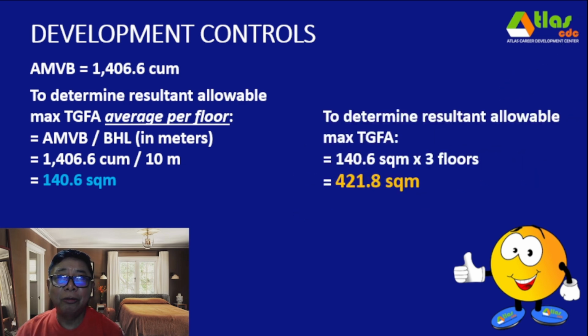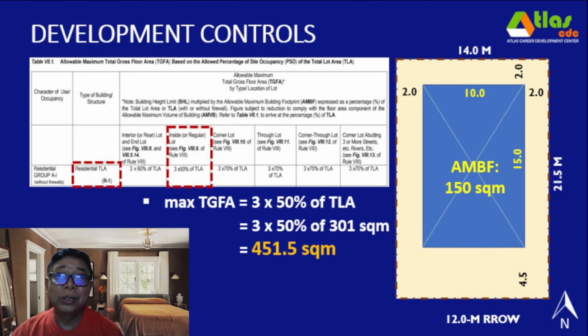And this value we are going to make use to compute now for the final value of the allowable maximum TGFA or the resultant allowable maximum TGFA, which should be your average per floor of 140.6, and multiply it with the BHL in number of floors. For R1, the BHL is 3 floors. So we now have this final value of the allowable maximum TGFA at 421.8 square meters.